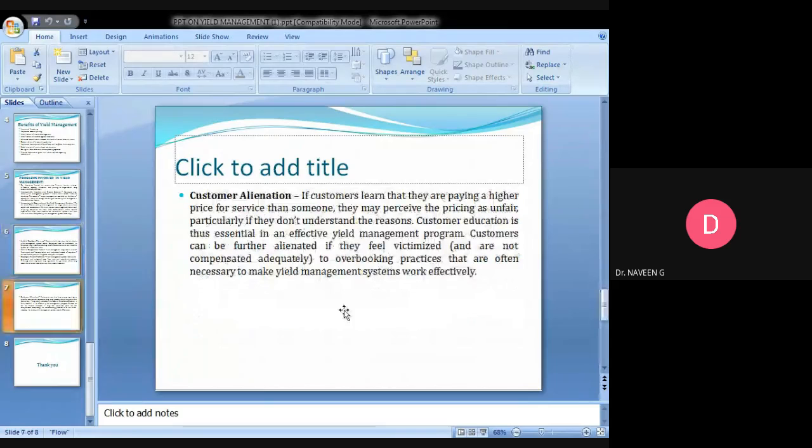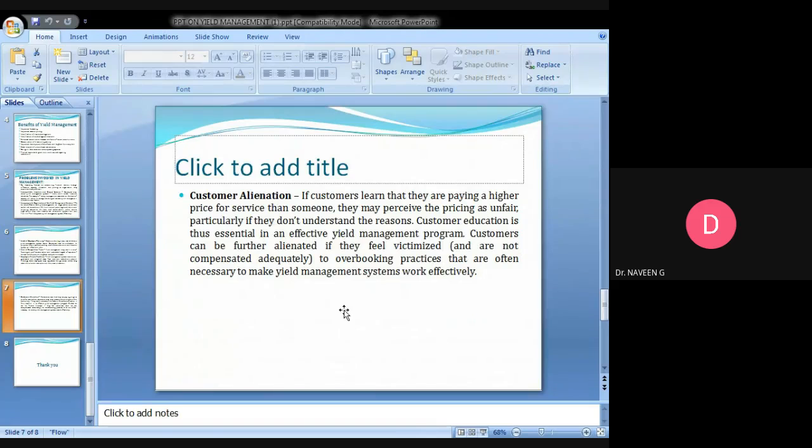The last disadvantage is that if customers learn they are paying a higher price for a service than someone else, they may perceive the pricing as unfair, particularly if they don't understand the reasons. Customer education is essential in an effective yield management program. Customers can be further alienated if they feel victimized. I already told you that the customer should not feel discomfort in the service sector. If they do, they will not require your services again and will not be loyal to your company.